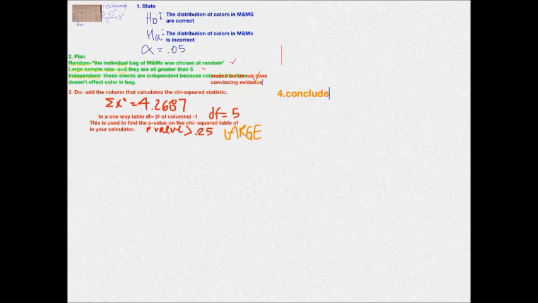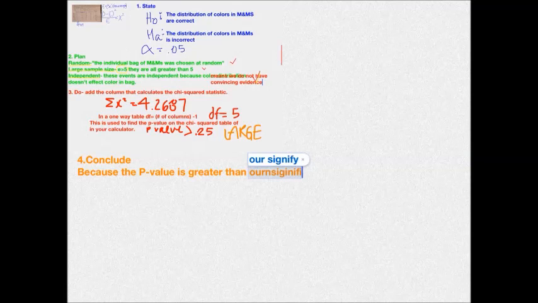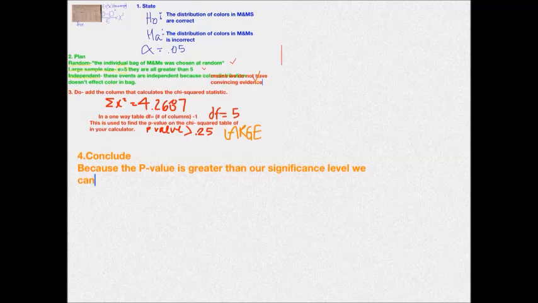we can say that because the p-value is greater than our significance level, we can fail to reject, or we call it FTR, our null hypothesis.